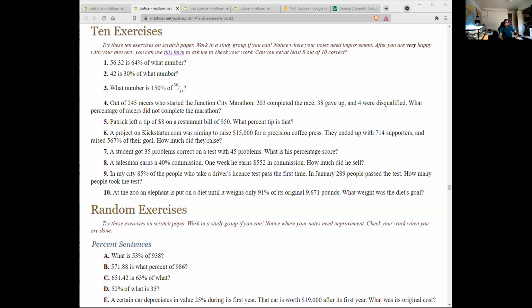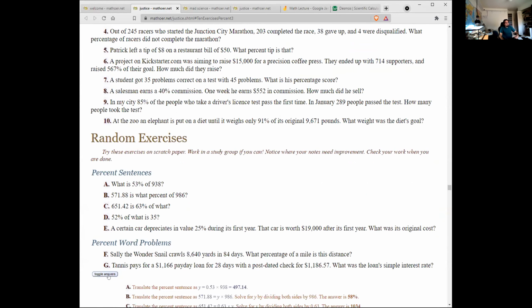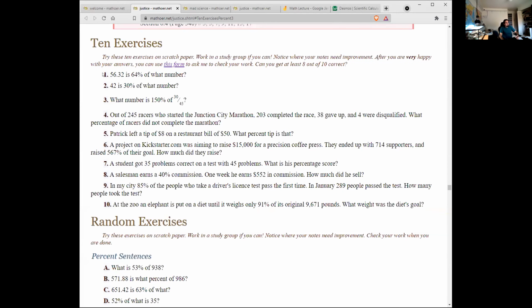Let's look at the percent homework ahead of time. So I am sharing my screen for the 10 exercises about the thing we just did. Notice there's also random problems too, as much as you want to practice. But pick one of these 10 that we'll work on ahead of time for you. I feel like even just reading the first one, I don't know how I would do it.